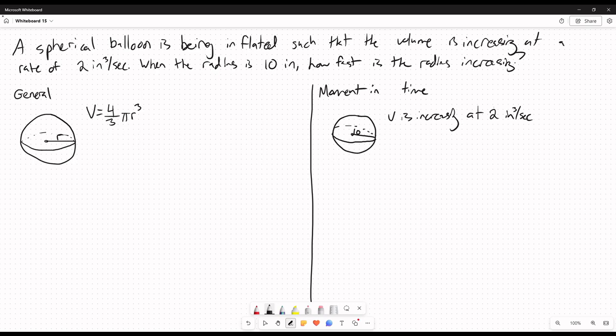Here, we're going to learn a new technique for solving problems called related rates. Suppose a spherical balloon is being inflated such that the volume is increasing at a rate of 2 inches cubed per second. We want to know when the radius hits 10 inches, how fast is the radius increasing? I know how the volume is increasing, but I don't know how fast the radius is increasing.